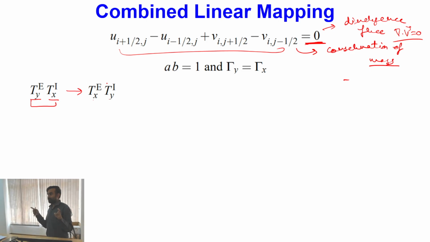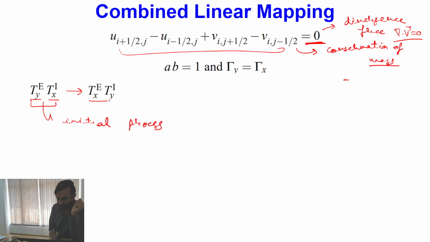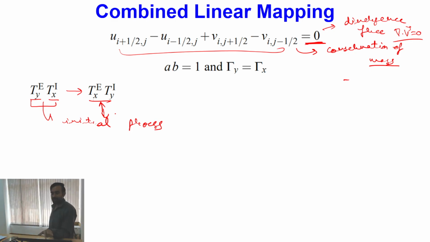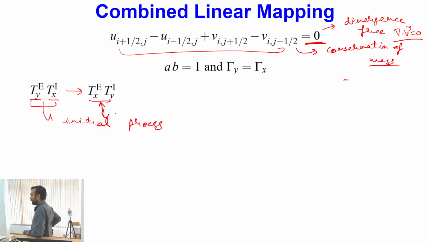One important point you need to keep in mind, if I start my initial process with this type of mapping, then the multiplication of A and B does not become equal to 1 even if we maintain the divergence free velocity condition. Okay. So whenever you are using combined linear mapping, you have to understand that only this combination has to be applied. If you deviate from this combination, then our system will not be working. Okay.